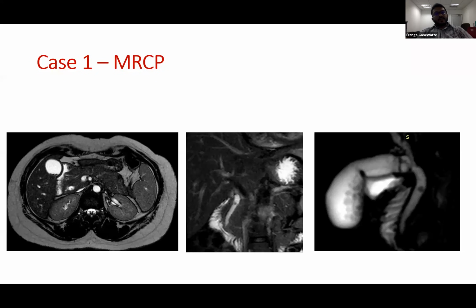And when you're reporting, it's very important to mention whether there's an impacted gallstone, because the management is quite different. Sometimes we come across impacted gallbladder neck calculi which are causing cholecystitis. At times, then you have to go ahead and even drain the gallbladder.